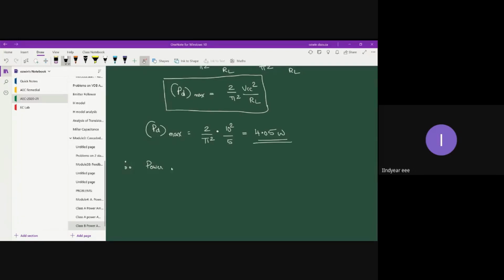Okay. So therefore, power rating for each transistor is equal to, how many transistors will you use for class B operation? 2. So it is PD max divided by 2.